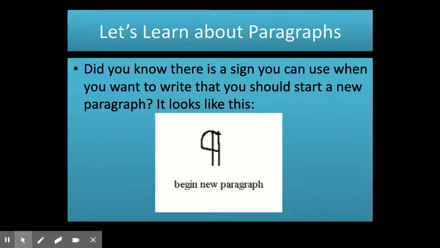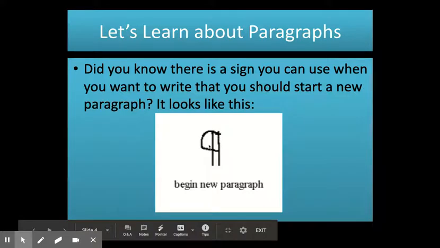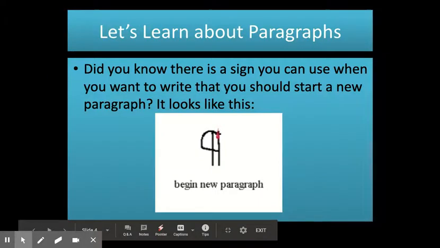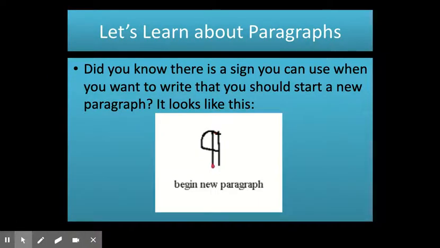Before we look at the examples, did you know that there is a sign you can use when you want to write that you should start a new paragraph? It looks like this. It's like a backwards P. Do you guys see it? Whoopsies. It's a backwards P. Oops, with a double line. So there's two lines and then a backwards P. And that means new paragraph.